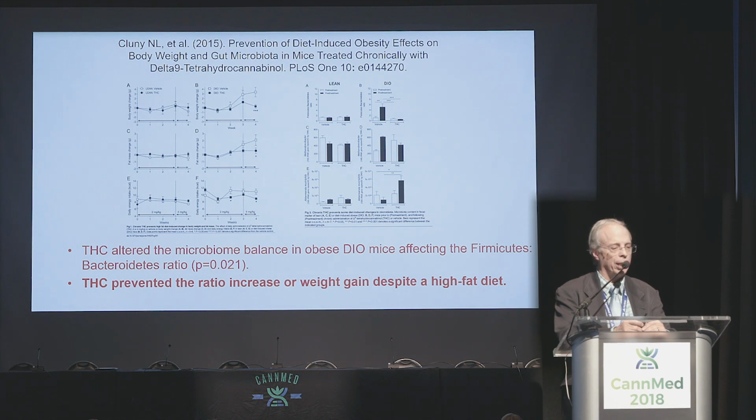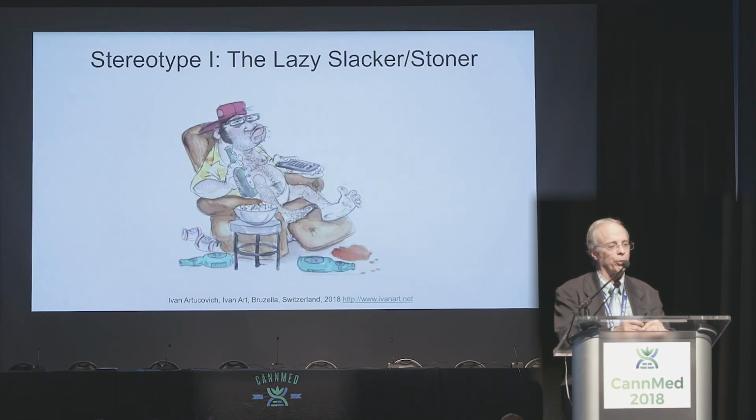When administered THC that altered their microbiome balance, affecting the Firmicutes and Bacteroidetes ratio, the THC essentially prevented the ratio increase or weight gain despite being on a high-fat diet. So this could help explain what we observe in humans, as we'll see from these demonstrations.